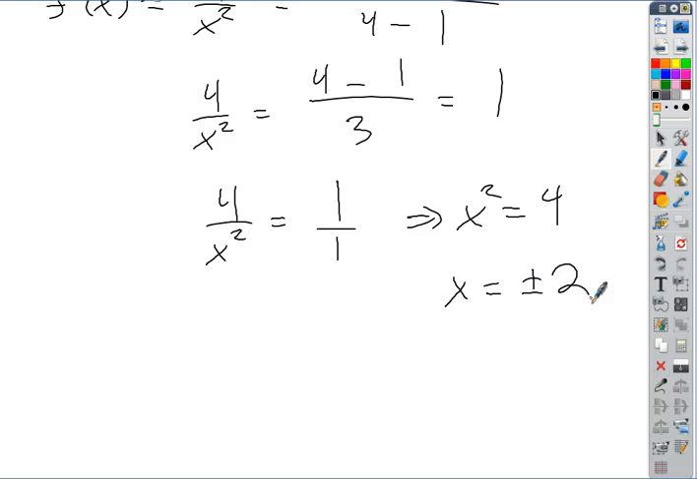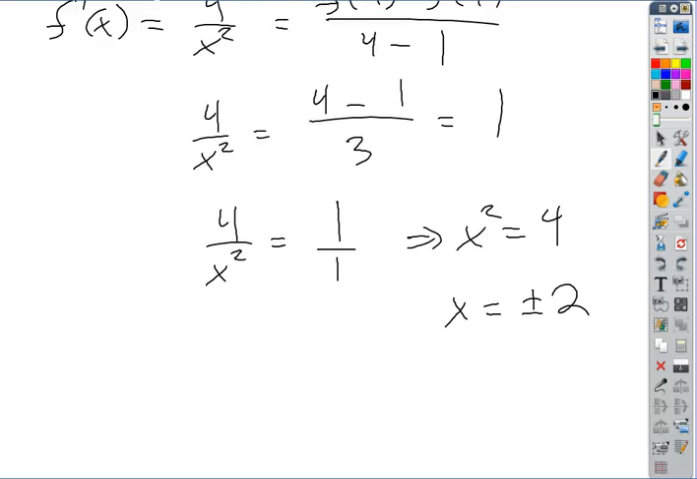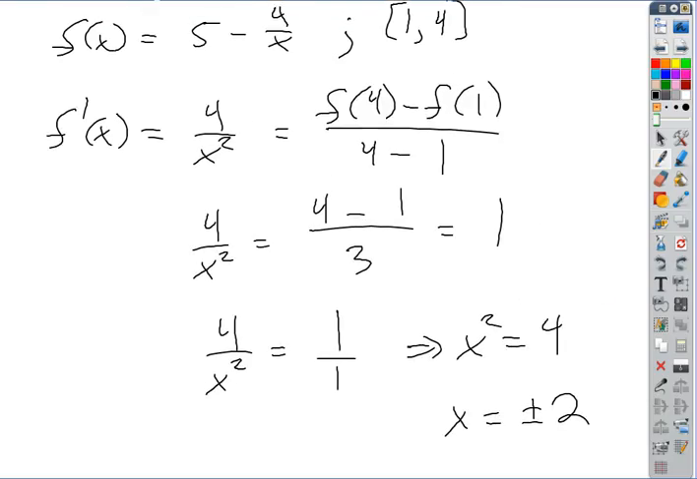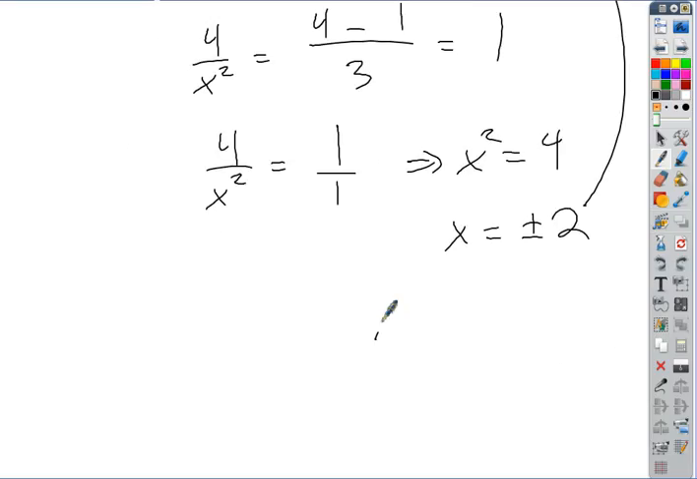But the question specifically wants us to find all values of c on our interval. Negative 2 is outside our interval, so we can discard that one. If you put both, it's wrong. The correct answer is only 2, because that's the only value between 1 and 4 inclusive. So x equals 2. Make sense? Okay.